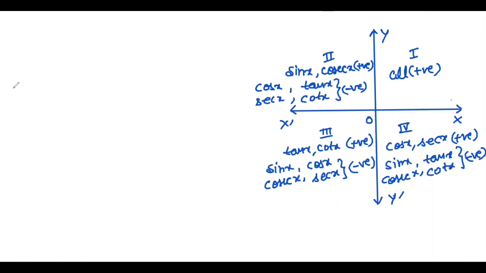Very easy way to remember. I'm giving here a phrase. That phrase is All School To College. By using this phrase, you can remember signs of trigonometric functions in different quadrants. The first letter of the first word in this phrase is A. A represents all, means first quadrant, all positive.